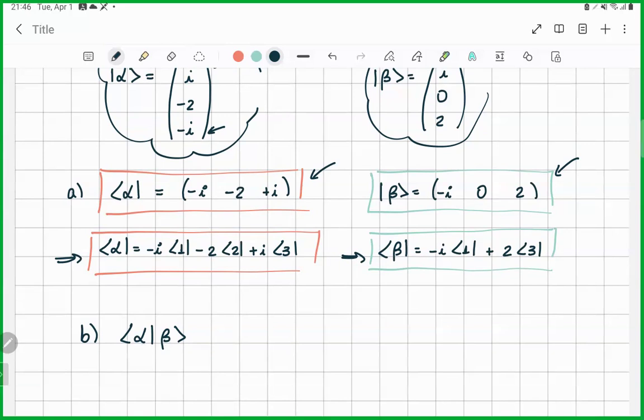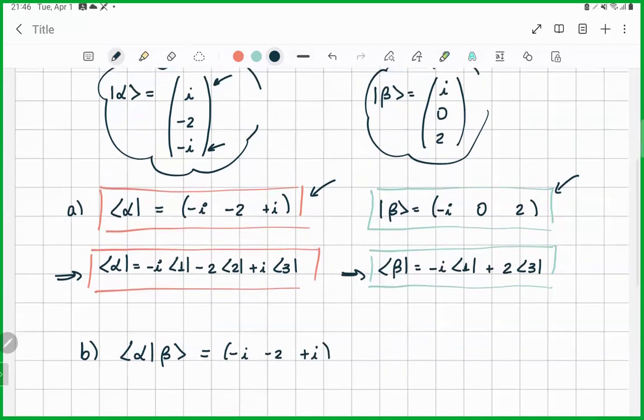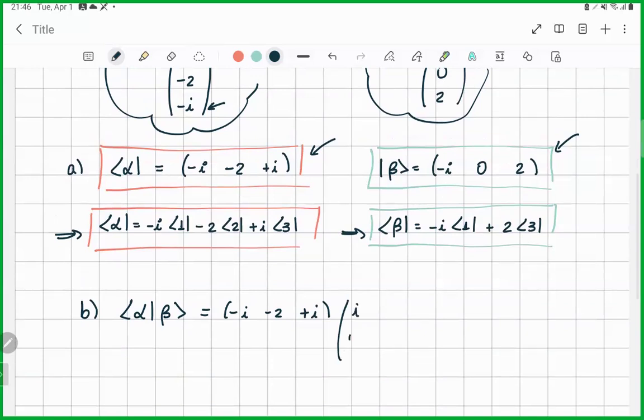What is the bra for alpha? It is what we obtained above: minus I, minus 2, plus I. And beta is what was given to us: I, 0, and 2. So here, in one shot, we can get the answer, right? Minus I with I gives us plus 1. Minus 2 with 0 gives us 0. Plus I with 2 gives 2I. Correct? So that's the answer.